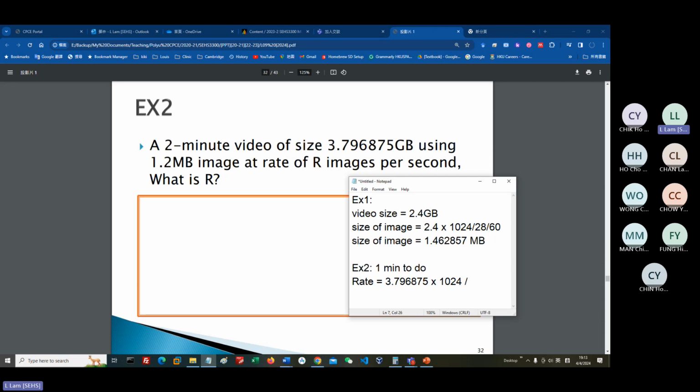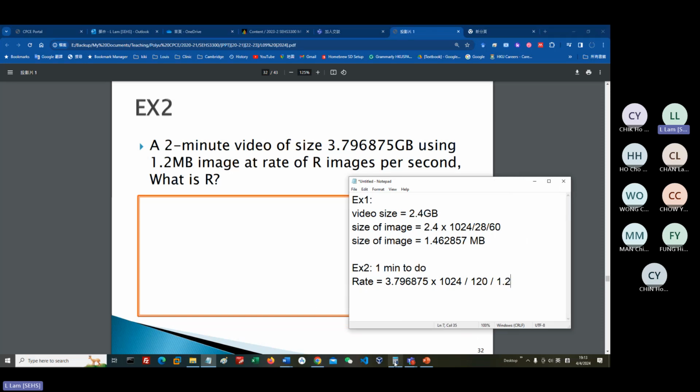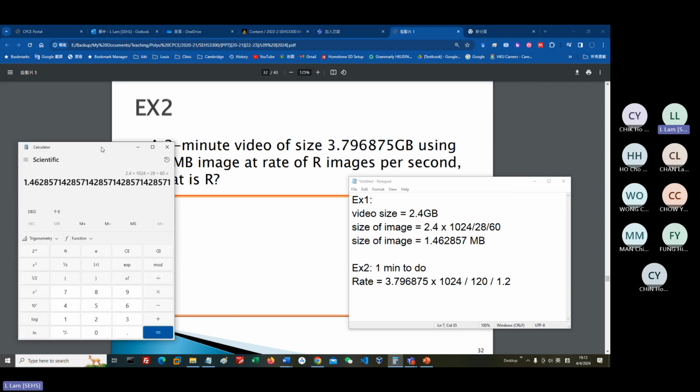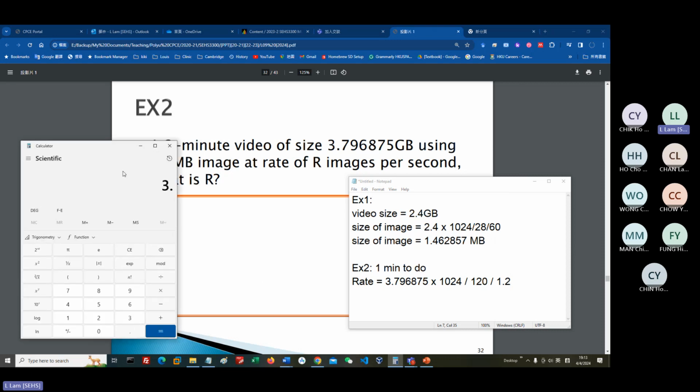Because we have 2 minutes of the video, which is 120 seconds, and then we divide this by 1.2. See if you know how to do this kind of conversion. 3.796875 times 1024 divided by 120 divided by 1.2, and the answer should be 27.